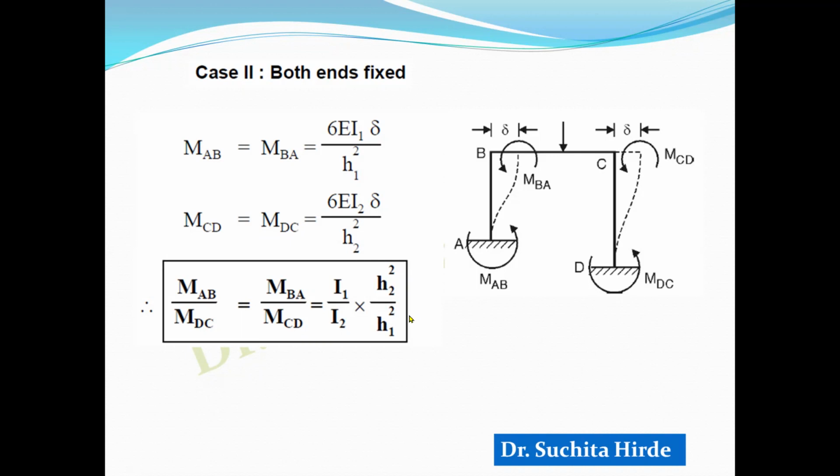So remember that when both ends are hinged or when both ends are fixed, we have the same proportion of the moment, that is I1 upon I2 into H2 square upon H1 square. You have to remember this formula.